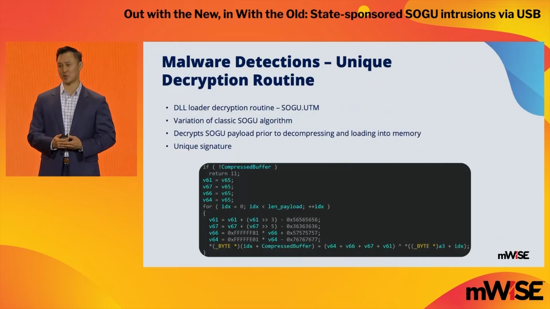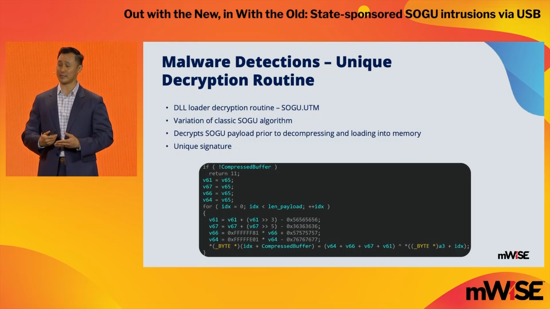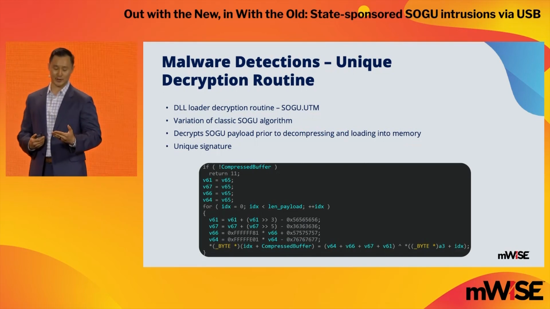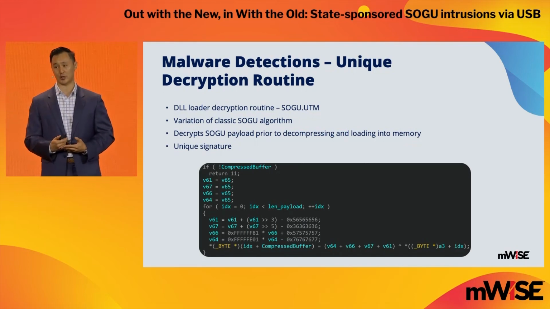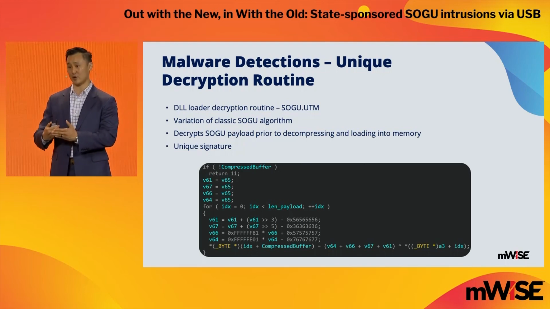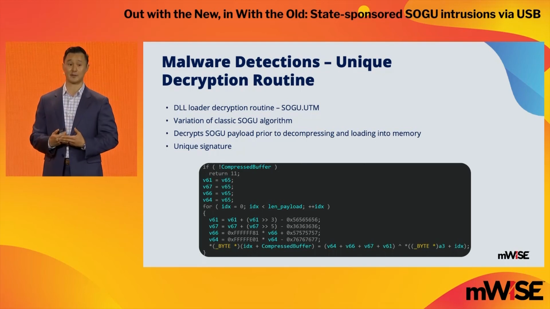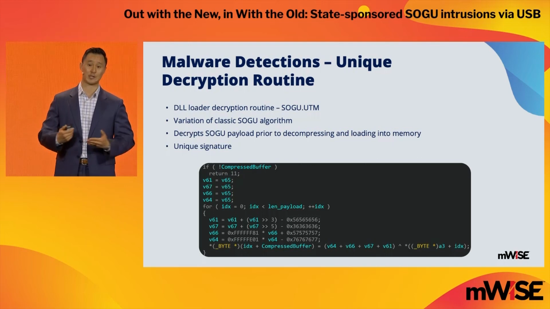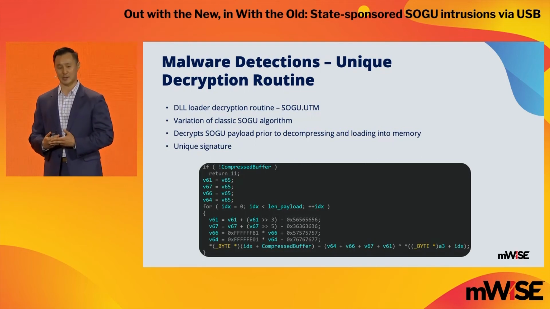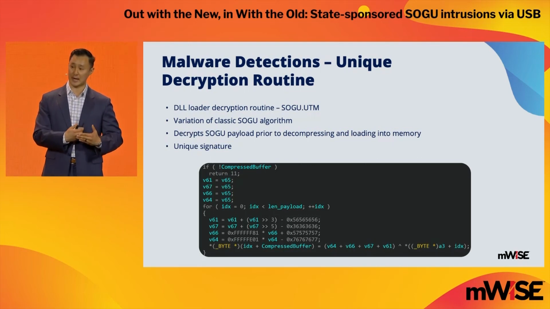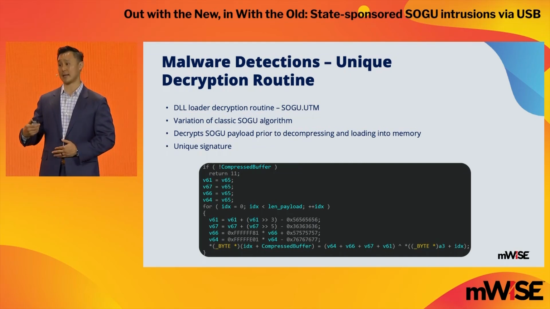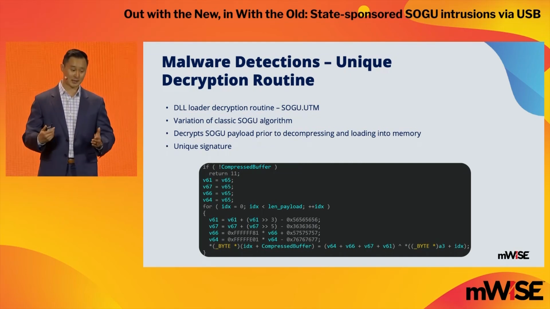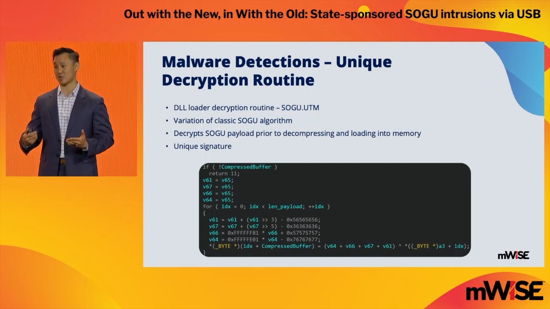Another detection opportunity exists in the loader for SOGU UTM. And that screenshot there is the unique decryption algorithm to load and decrypt the SOGU backdoor. And in fact, that's a variation of the classic SOGU decryption algorithm. And it's also used not just to decrypt the SOGU payload, but to encrypt and decrypt network traffic. And it's unique, and that's great for us as it's a nice signature opportunity.